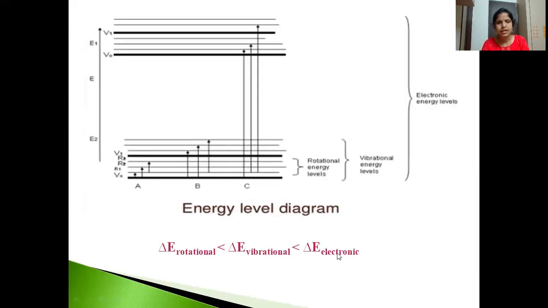So you can see delta E of electronic is very high. This is one electronic level, the other is E1. Then vibrational, V0 to V1. Rotational, R0 to R1. So these are all rotational transitions. This is a vibrational transition, and these are electronic transitions, which require a high amount of radiation, high energetic radiations.